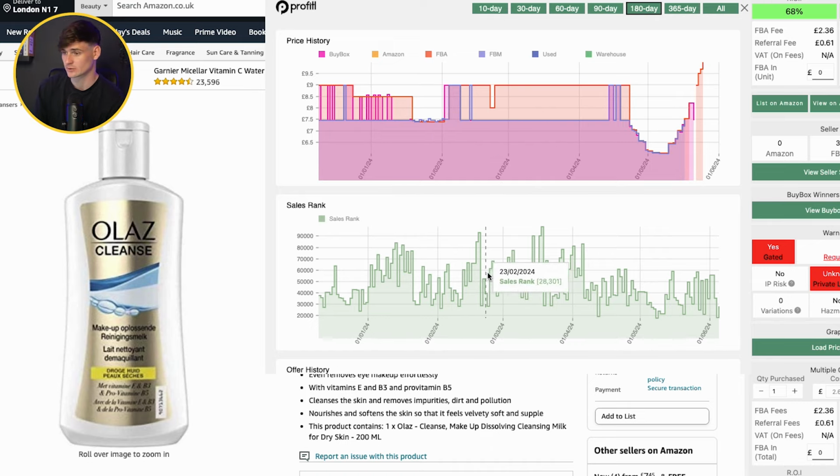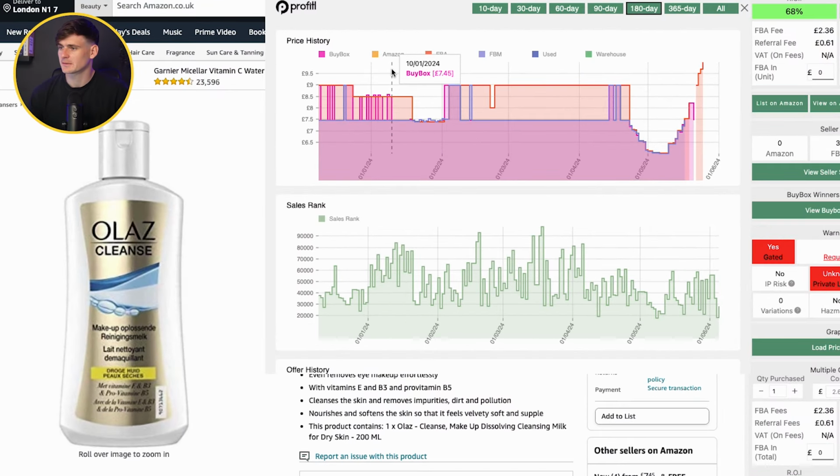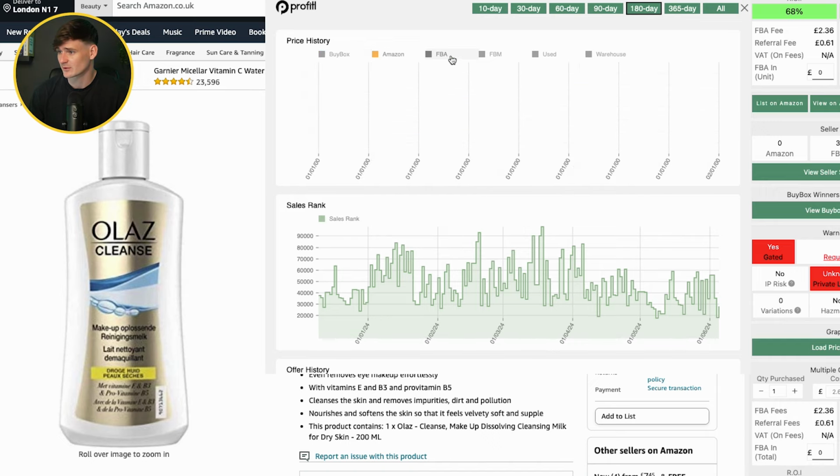Price history and sales rank are closely linked. Sales rank means how popular an item is. The lower the sales rank, the more it's selling. So first thing I'm going to do on the price history is just turn off FBM, used and warehouse, just because we're not really interested in that, to be honest. Next, I just want to see if Amazon have been previously selling on this listing. It doesn't look like they have been, so that's a good sign.